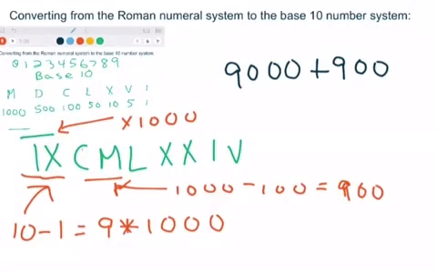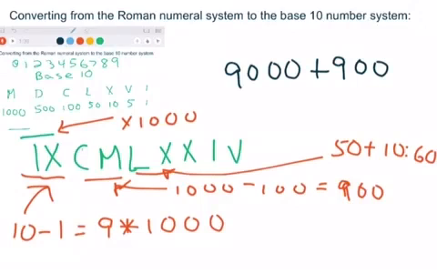Next, I'll take a look at LX. LX is the same as saying 50 and 10. Since 50 is the larger number and that comes first, we know that we're saying 50 plus 10, which is 60. So now we have 9000 plus 900 plus 60.